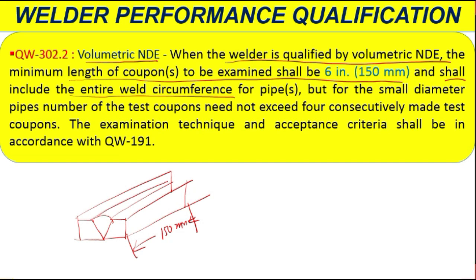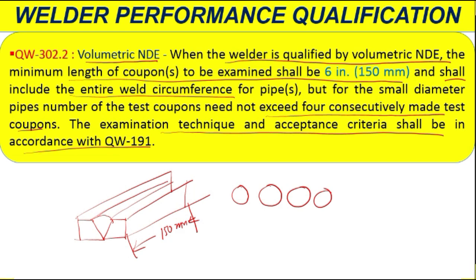But for small diameter pipes, okay, this is very small diameter pipes, then what will happen? Four test pieces are required, made from four consecutively made test coupons. So 4 test pieces is required. The examination technique and the acceptance criteria shall be in accordance with QW-191. So you have to follow QW-191 for the technique and acceptance criteria.